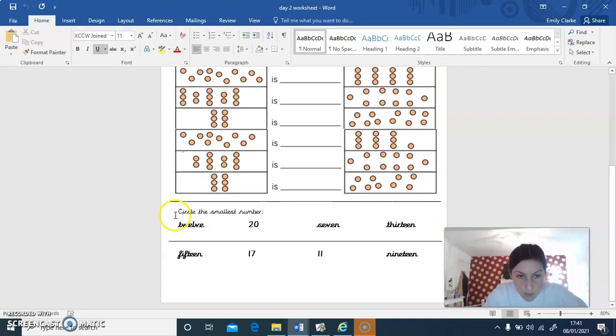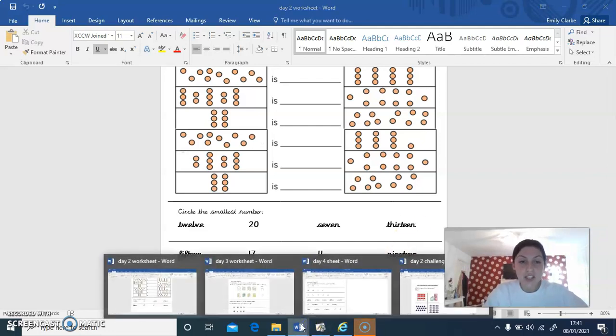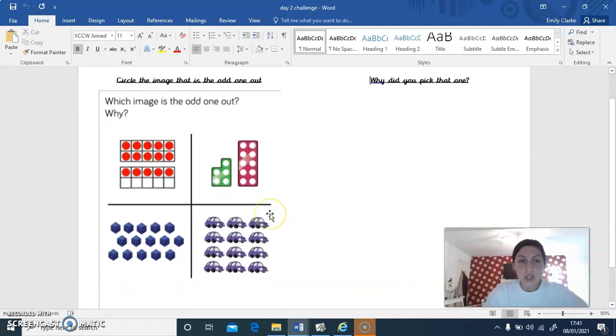And then down here, you've got to circle the smallest number. So you're going to have to do some amazing sounding out and then work out which is the smallest. And if you fancy it today, there is also a challenge. You've got to work out which is the odd one out and then tell me why it is the odd one out.